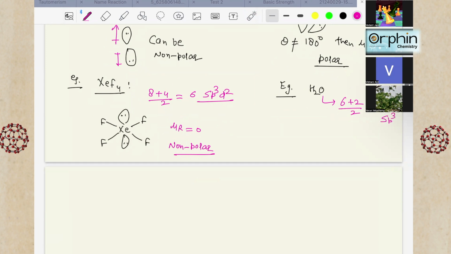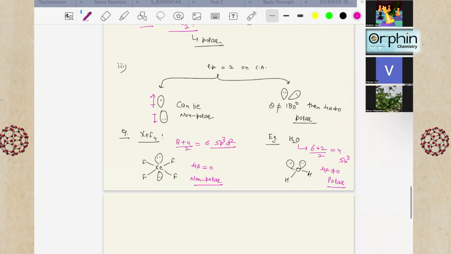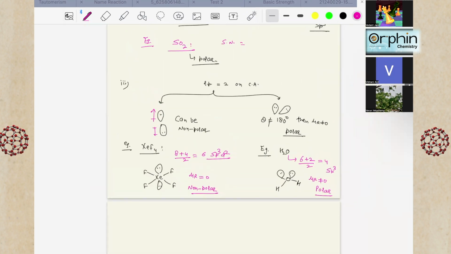So the total sum is 4, but there are 2 side atoms only. So 2 bond pairs, 2 lone pairs, like 2 sigma bonds, 2 lone pairs. And sp3 means tetrahedral. So when we put 2 lone pairs in the tetrahedral geometry, the geometry overall becomes bent. So you can see the lone pairs are not cancelling their dipoles. So this compound is polar. Net resultant dipole moment is not equal to 0. This is polar. So now we actually know why water is polar, right?